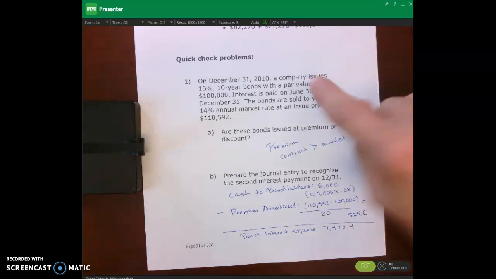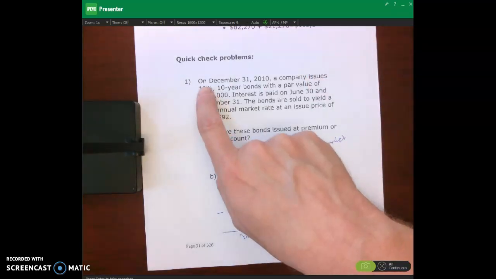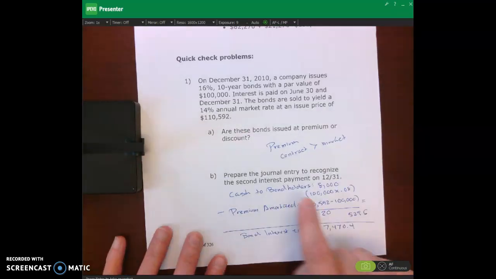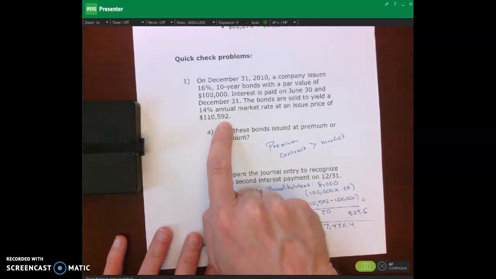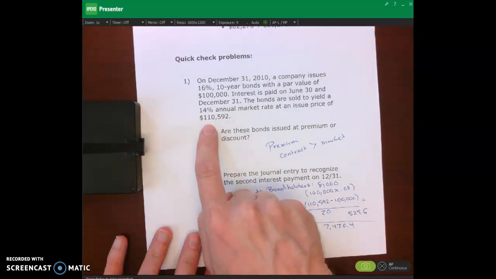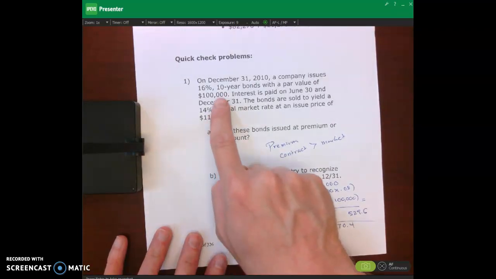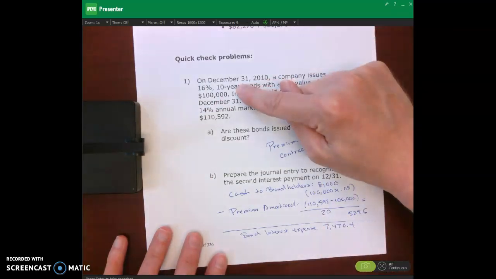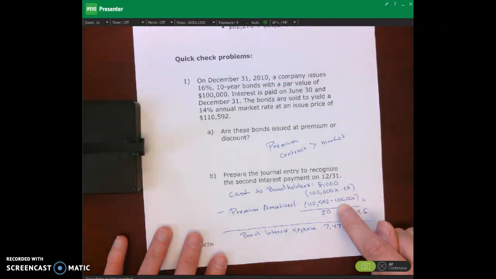Par value times contract rate. Contract rate is 16%, but it's semi-annual. So it's 8% because it's $8,000 minus the amortized premium. The premium is $110,592, which is the price of the bonds, minus the $100,000 par value divided by 20 because it's 10-year bonds, semi-annual. So 20 total periods, $529.60.